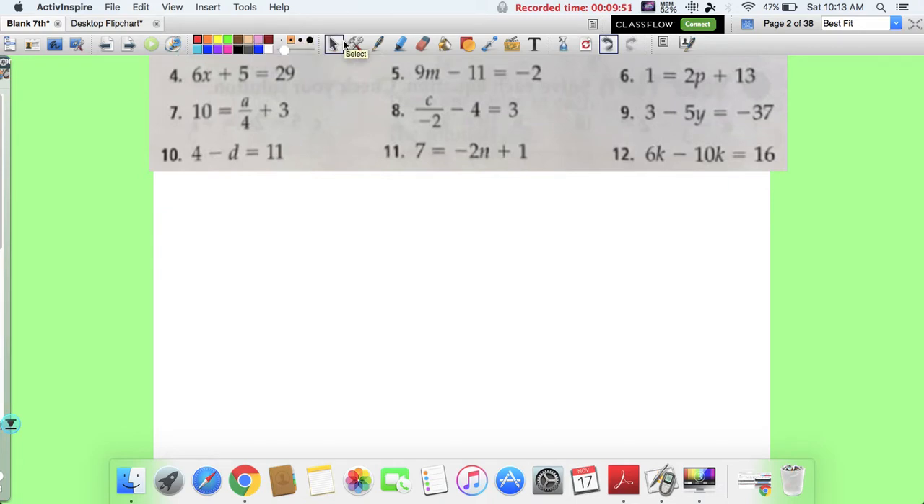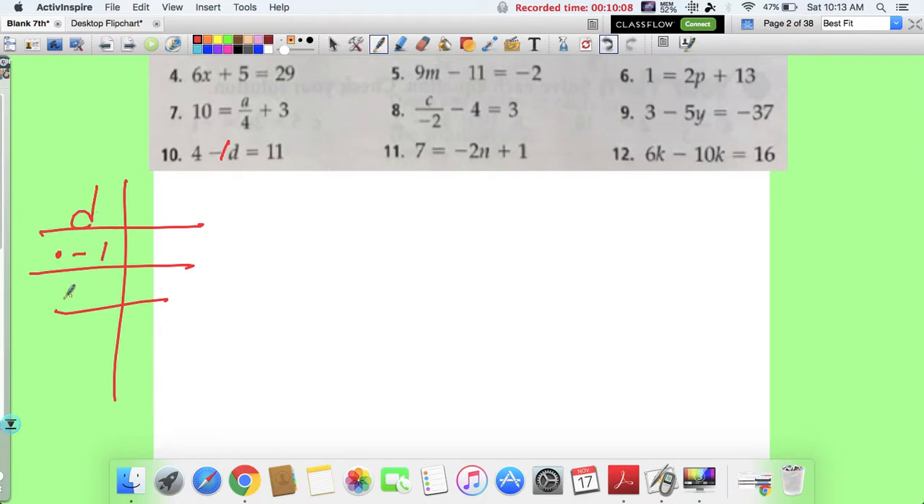10, I guess I'm doing all of it. So I have a variable, and because this is negative, I'm going to put a little 1 here. Okay, I have a variable d, which is being multiplied by negative 1, added 4, gives me 11. I'm going to do minus 4, and I'm going to divide that by negative 1, and you'll see why later.